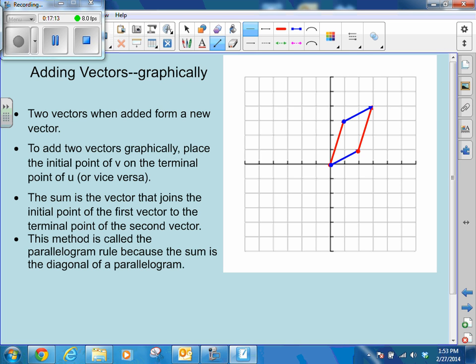Now, what happens when I add those vectors together? What do I get? Why do I care about that? What happens when you add vectors together? What do you end up getting? A new vector. So where is my new vector when I either add the blue to the red or the red to the blue? From where to where? Be specific. Well, I need technical terms.